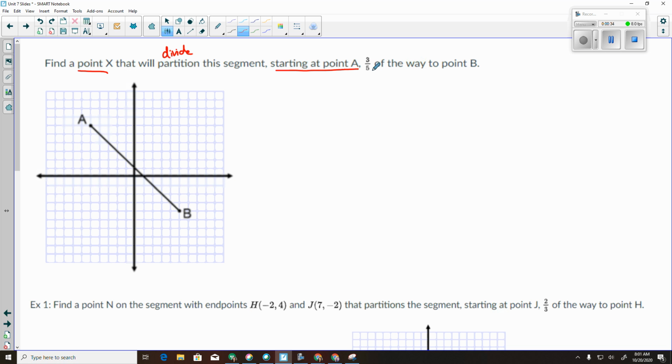So what am I supposed to do here for this particular problem? Well, let's say this fraction was 1/2. If I'm starting at point A, what's half of the way to point B? If we eyeball it, maybe around there would be half of the way to B. But what would 3/5 of the way look like? To calculate a harder fraction, here's the strategy that we're going to use if we want to divide this up into fractions like this.